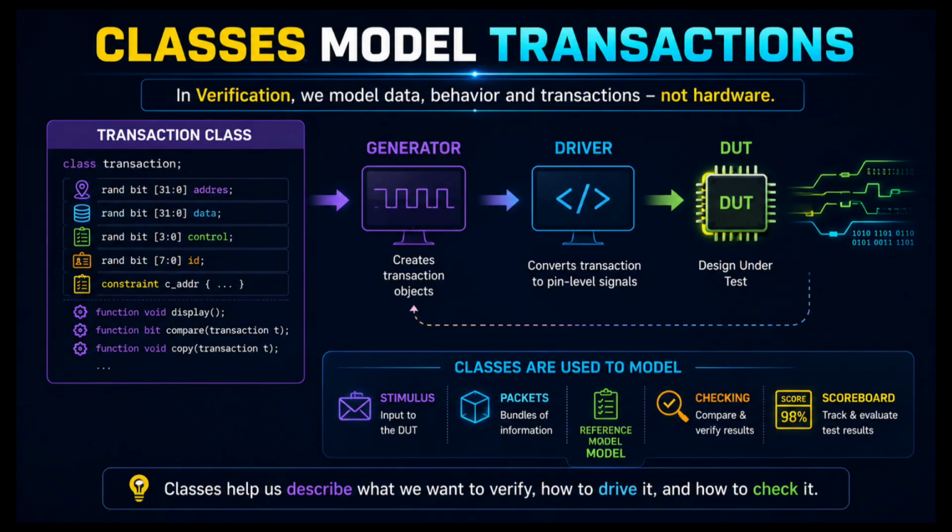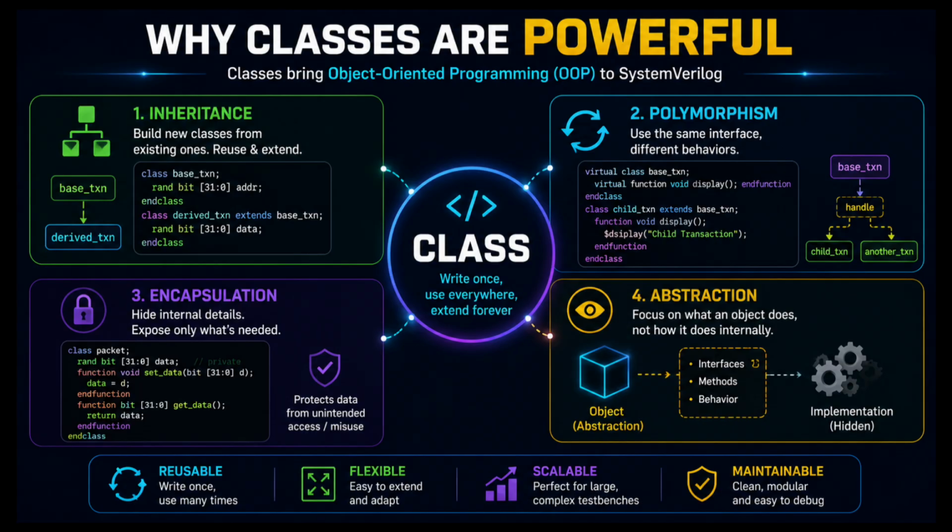A class lets you describe something like a transaction: address, data, control field, constraint, and function, all grouped together as an object. Now here's the key difference. Modules describe what hardware is, classes describe how verification behaves. Classes support object-oriented programming. That means inheritance for reuse, polymorphism for flexibility, encapsulation for safety, and abstraction for clean design.